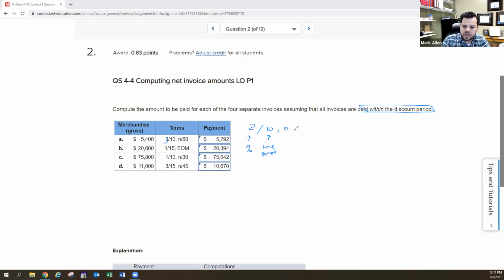And then we see the n/60. Right, so if we choose not to pay within the 10-day period, the net amount, that remaining balance, which would then be the full amount, is due in 60 days. So this is when payment is actually required. So payment is required at this point in time. Up until then, I can pay if I want, but I must pay by day 60.